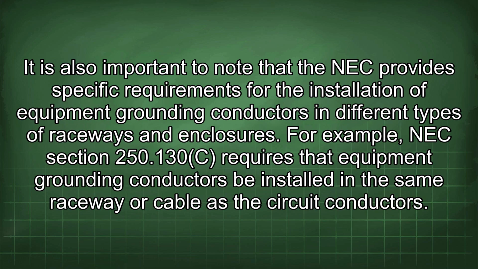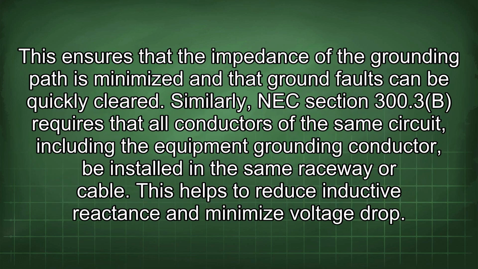For example, NEC section 250.130(C) requires that equipment grounding conductors be installed in the same raceway or cable as the circuit conductors. This ensures that the impedance of the grounding path is minimized and that ground faults can be quickly cleared. Similarly, NEC section 300.3(B) requires that all conductors of the same circuit, including the equipment grounding conductor, be installed in the same raceway or cable. This helps to reduce inductive reactance and minimize voltage drop.